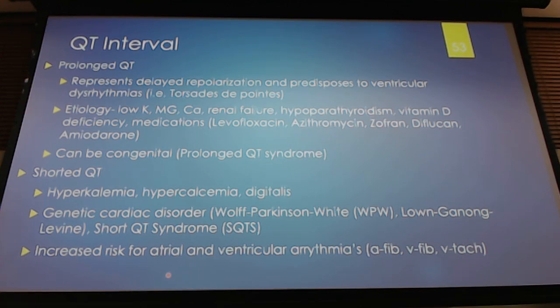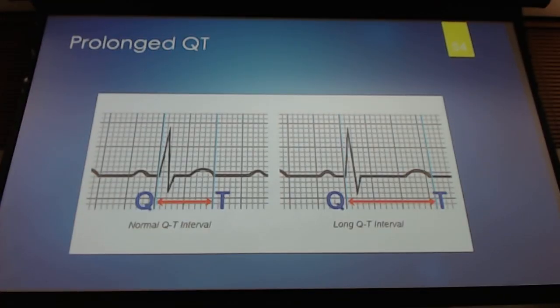Okay, so again, short QT: hyperkalemia, hypercalcemia, could be a short QT syndrome, or even something like WPW. It can have a short PR, can have a short QT as well. This increases the risk for things like atrial fibrillation, VFib, VTAC, both prolonged and shortened QT.